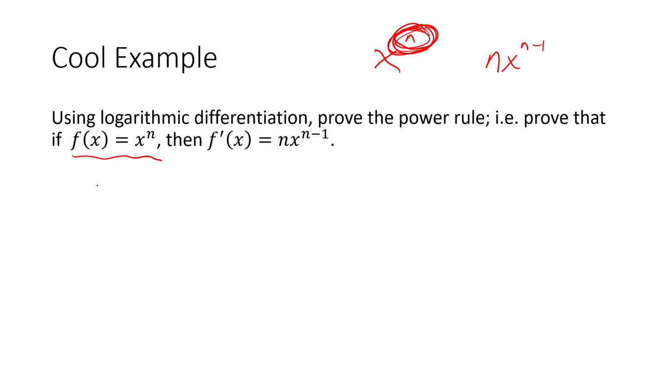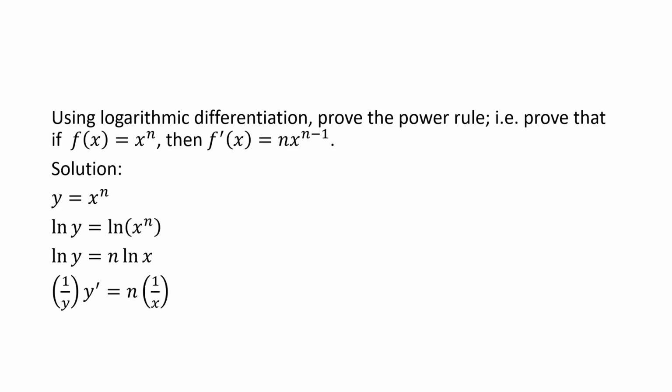So first thing we're going to do is take the ln of both sides. So given y equals x to the n, we'll say ln y equals ln of x to the n. We'll bring the n in front. We'll say ln y equals n ln x. Now we're going to determine the derivative of the left, which is 1 over y times y prime. And then we'll determine the derivative of the right, which is just that constant times the derivative of ln x.